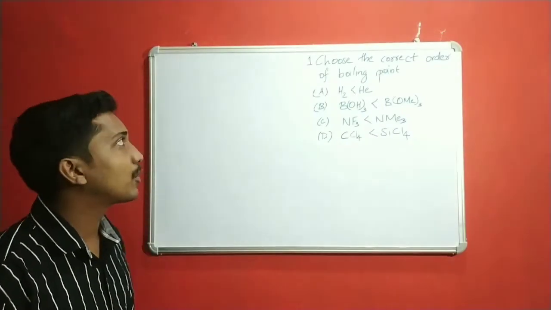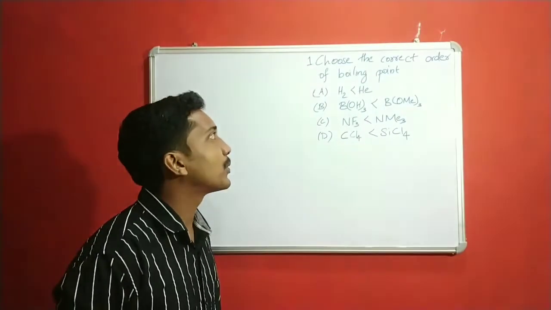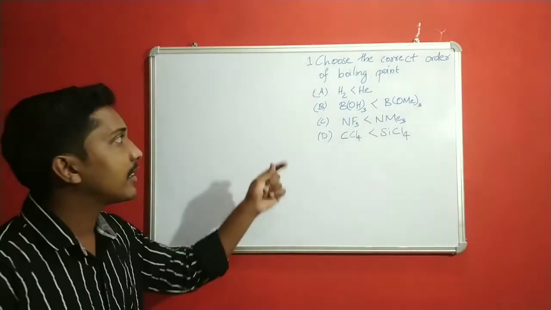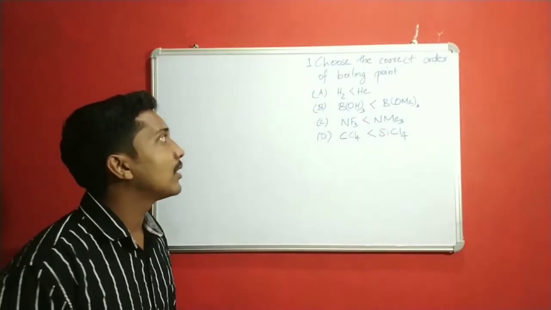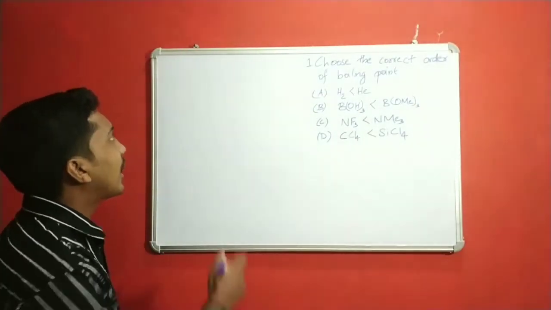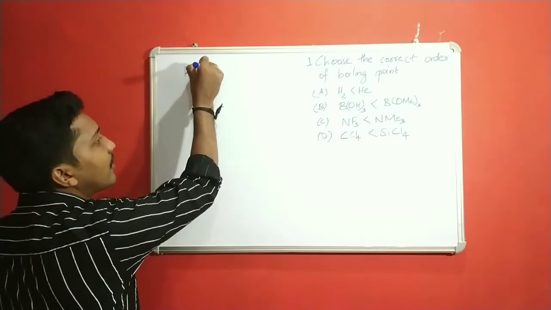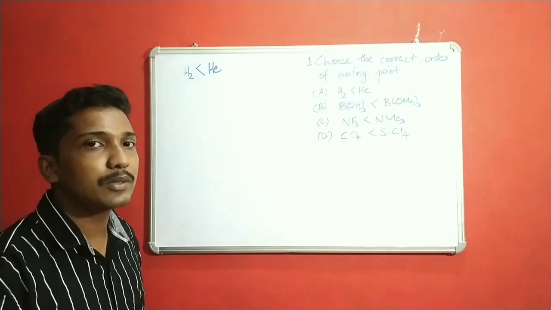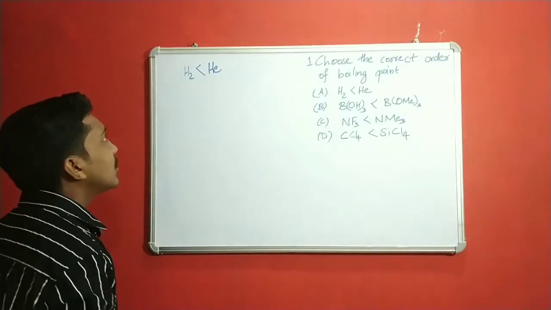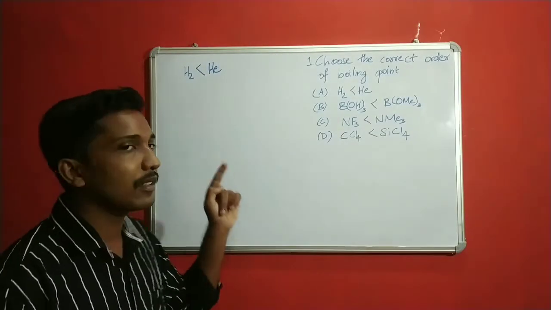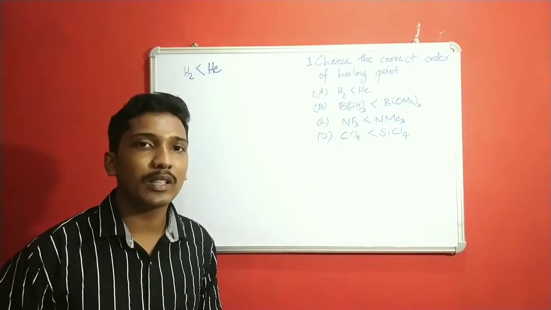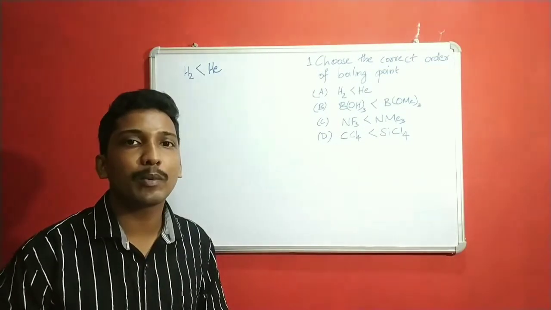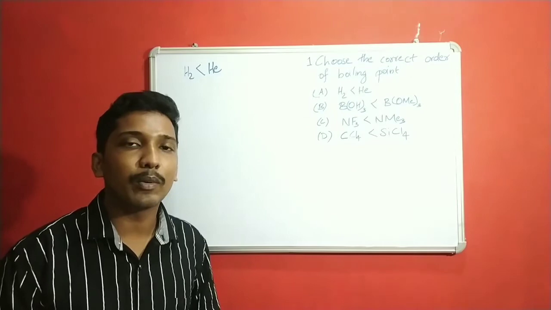Hi, our question is: choose the correct order of boiling point. Let us examine option A. Option A says that hydrogen has a lower boiling point compared to helium. Is that true? Let us examine. To understand this question, we must know one concept: instantaneous dipole moment and induced dipole moment.